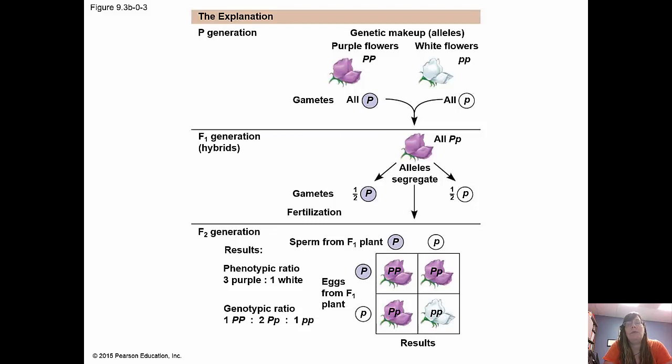So the first square is 2 uppercase P's. The second one is an uppercase and a lowercase. The third one is again an uppercase and a lowercase. And that fourth one is 2 lowercase. So the phenotypic ratio is 3 purple to 1 white. But the genotypic ratio is 1 homozygous dominant to 2 heterozygotes to 1 homozygous recessive. And that's an important distinction. So your phenotypic ratio, what we see, the appearance, is 3 to 1, but the genotypic ratio is 1 to 2 to 1.